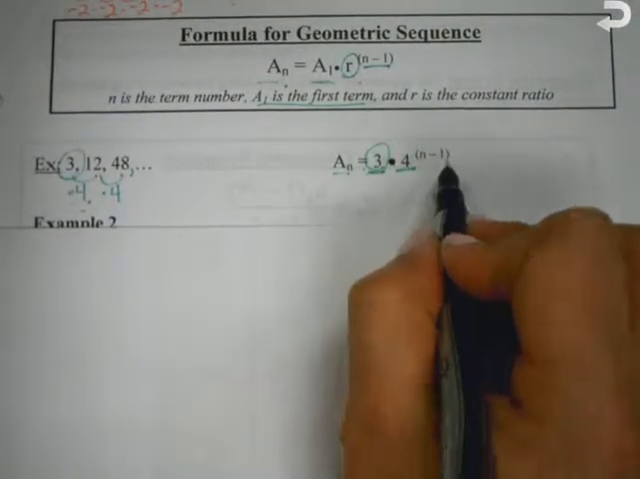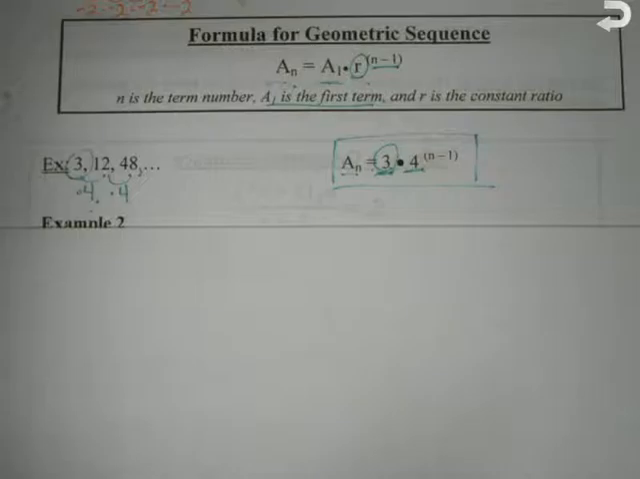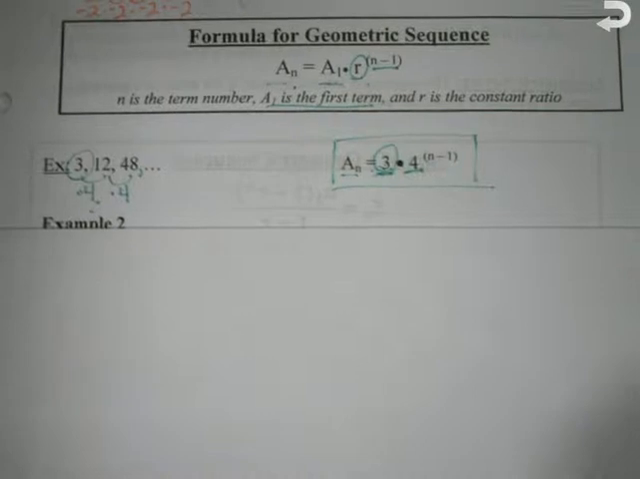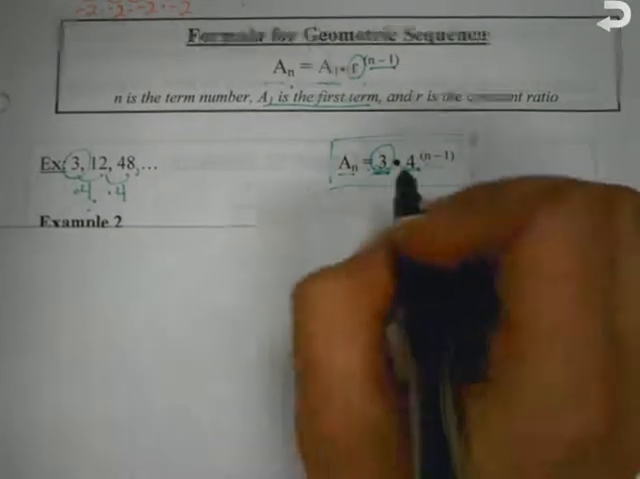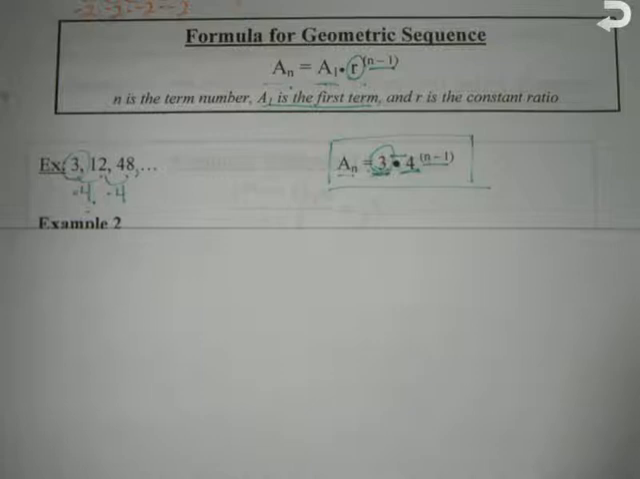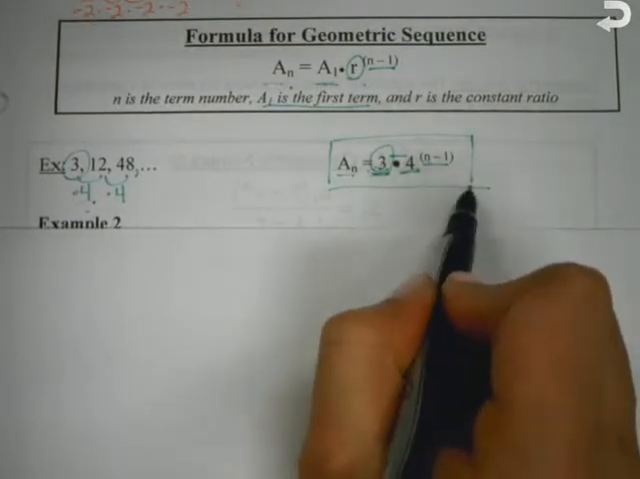That's it. We cannot multiply these two because are they like terms? They're not like terms because they don't have the same exponent. You are not able to multiply them until you actually plug in a number for n. So you just leave it like this. Not too bad, right? A lot less simplifying.